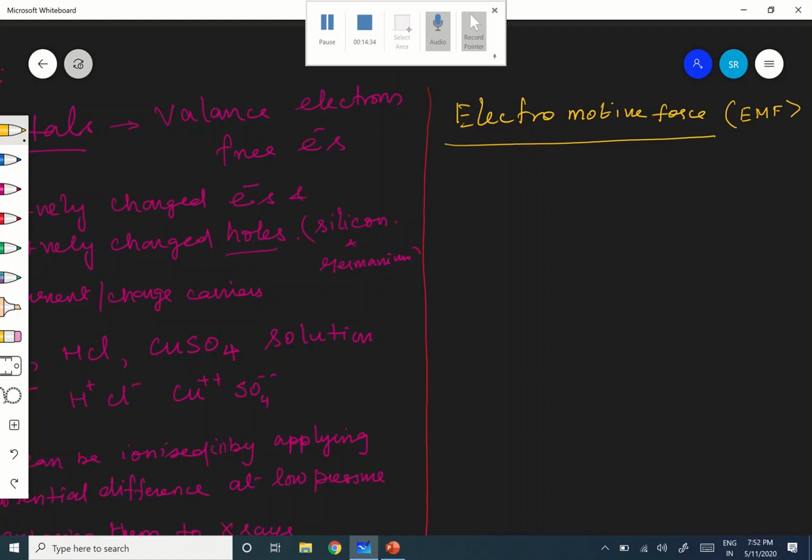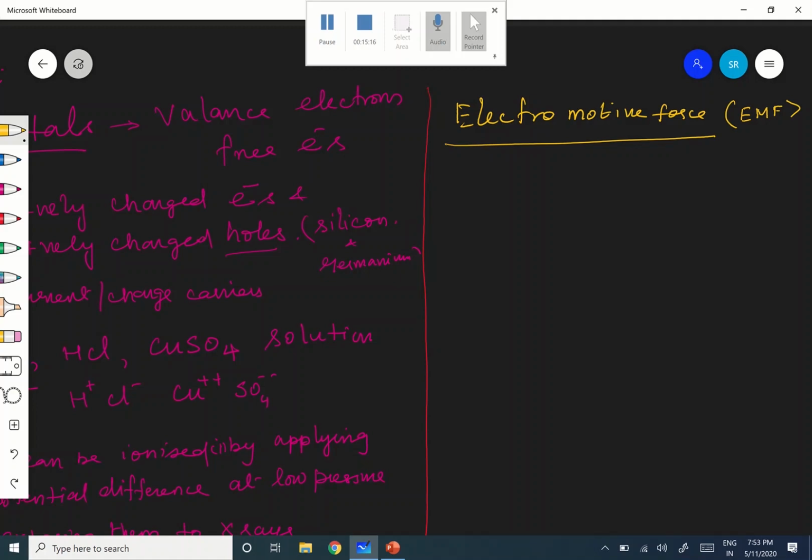Current is possible in an electric circuit only when there is some source of external force which compels the current carriers to move in a definite direction. Here, definite direction is very important.